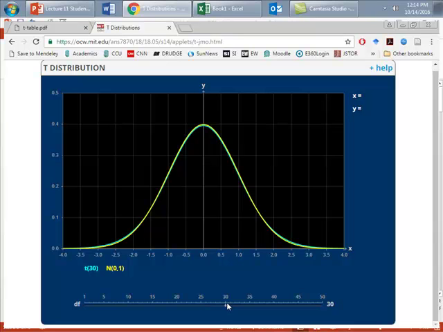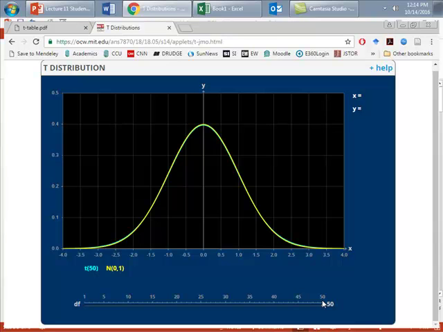Let's go up to 30. Again, n of 30, or 30 degrees of freedom. We're still closer, but you still see the tiny gaps. 35, 40, 45, up to 50. We're pretty close at 50, right? You can still see a little bit of the blue, but for the most part, it's the same.